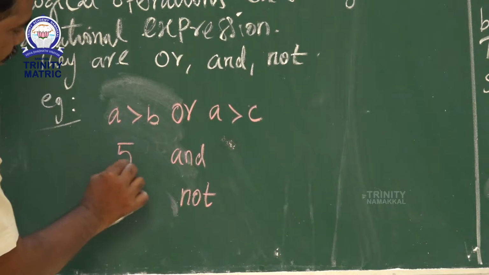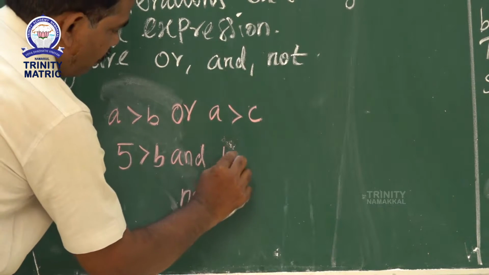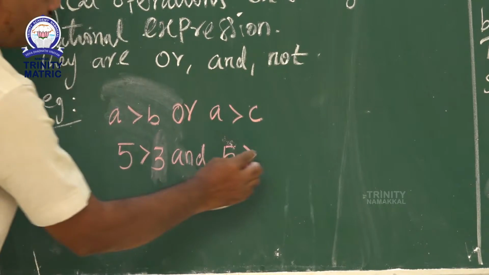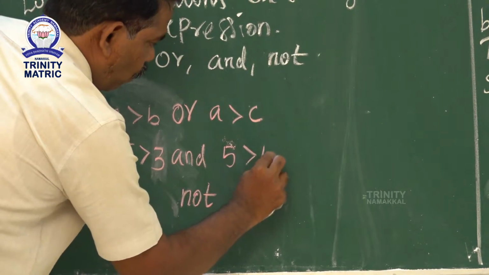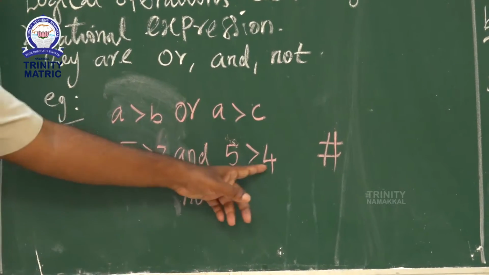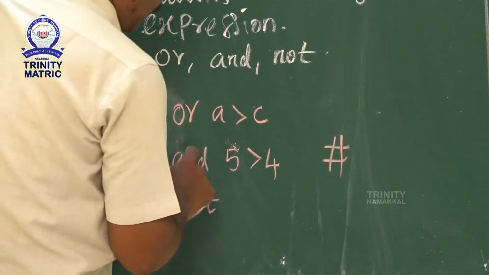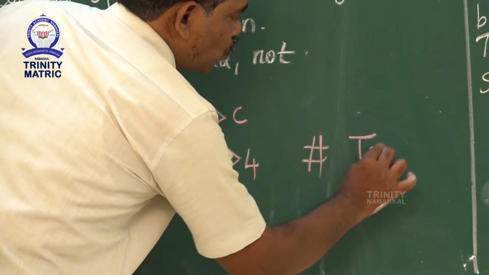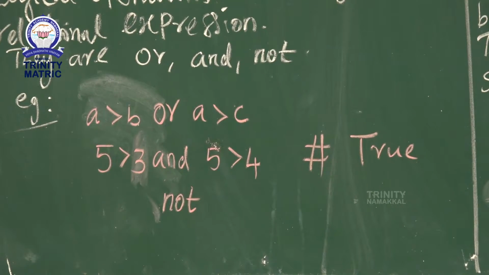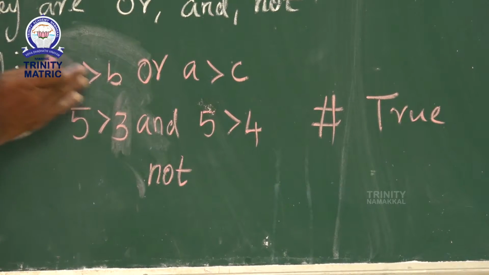See, 5 greater than 3 and 5 greater than 4. What is the result? Both conditions are true. If both conditions are true, this AND operator returns the true value. That means TRUE.